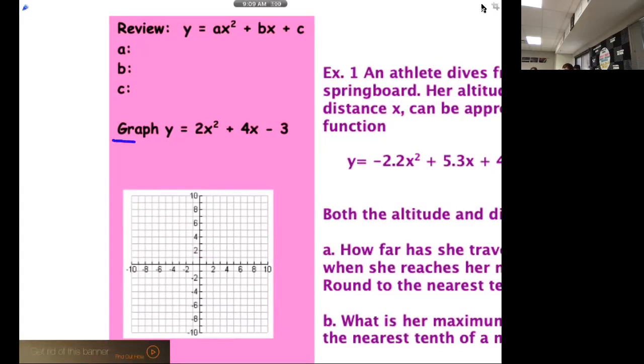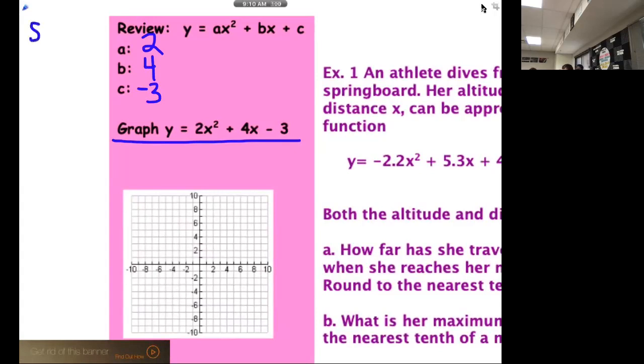Right here. 2. All right, Sean, what's B? 4. And what is C, Lauren? -3. Now that we have that, we start with step 1.